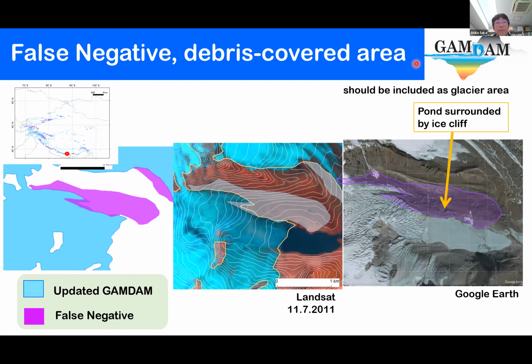And next one is the Nepal Himalaya, east of Nepal Himalaya. There is a large FN area. Google Earth shows that there are ponds surrounded by ice cliffs. So I also think that the FN should be included as glacier area. So this is my mistake. Okay.